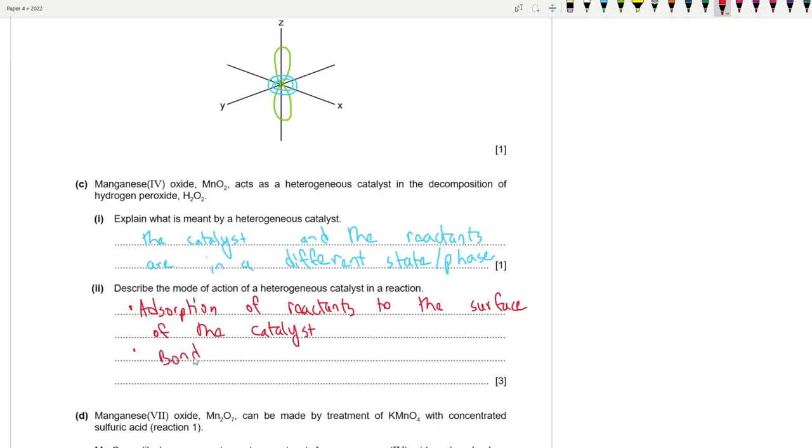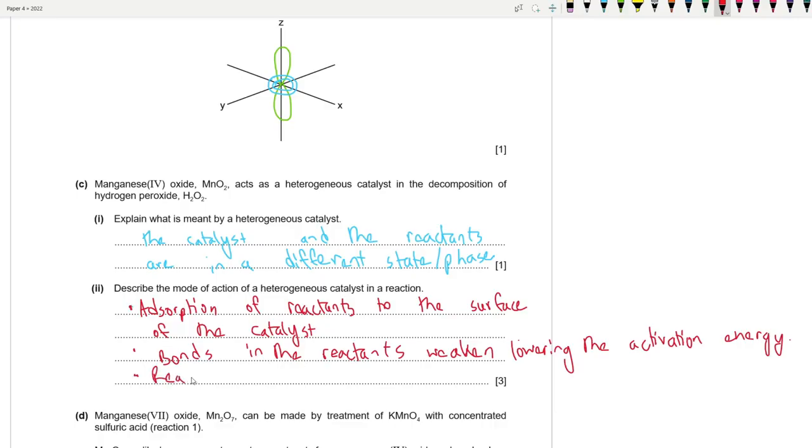Now bonds in the reactants weaken, lowering the activation energy. So next what happens is the reaction occurs and the products are desorbed. Okay, so this is what you're gonna write.